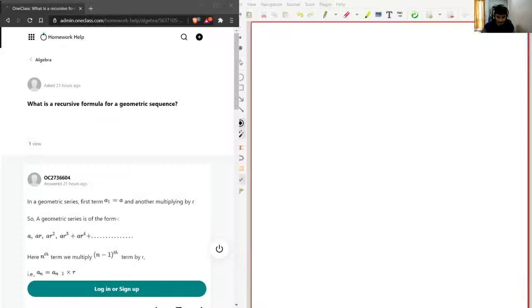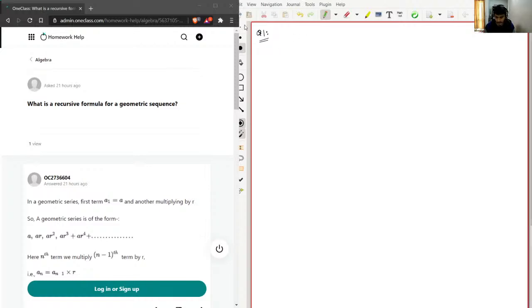I will just start with the lesson today. Here we have question number one. What is the recursive formula for a geometric sequence?